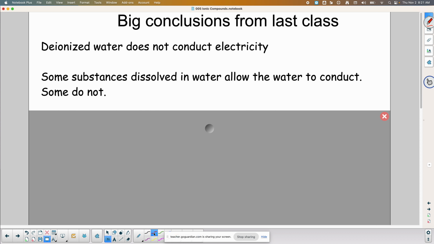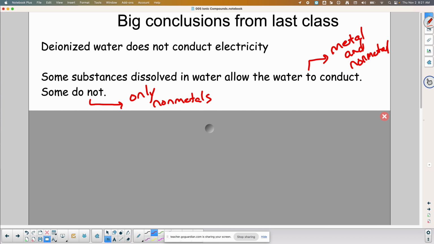The things that allowed the water to conduct were things that had both a metal and a nonmetal. And the things that did not allow the water to conduct consisted of only nonmetals. So we came up with a way that we could look at the chemical formula. Based on the chemical formula, we could then make a prediction about whether it was going to help the water conduct electricity or not help the water conduct electricity.